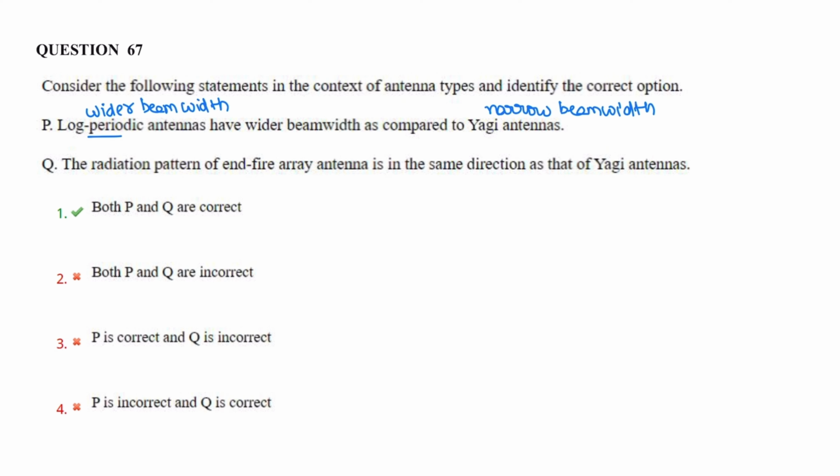Next, statement Q. The radiation pattern of end-fire array is same as that of Yagi antenna. So statement Q is also correct. Yagi antennas are designed to have narrow frequency range. Yagi antenna have more directional radiation pattern than log periodic dipole antenna for a given size. So these Yagi antennas have narrow beamwidth, means more directivity. So that is Yagi antenna is having more directional radiation pattern.